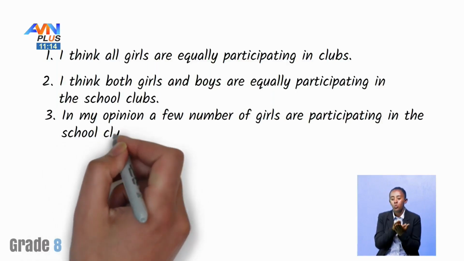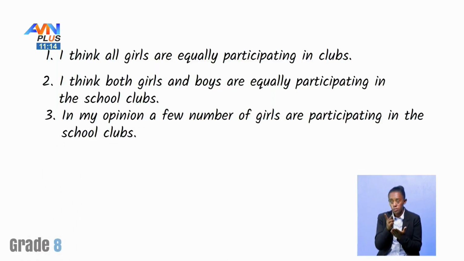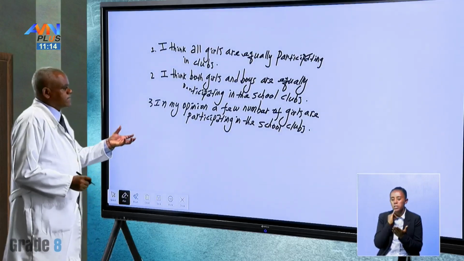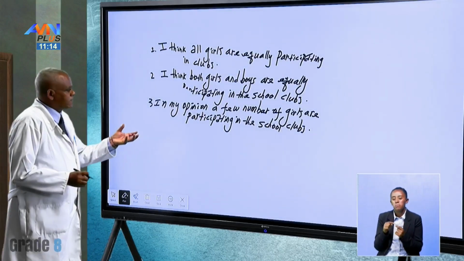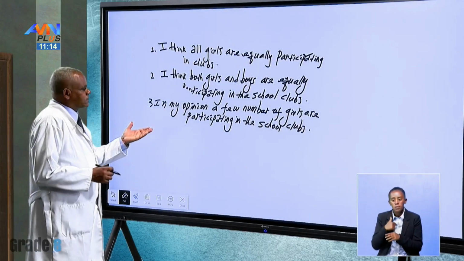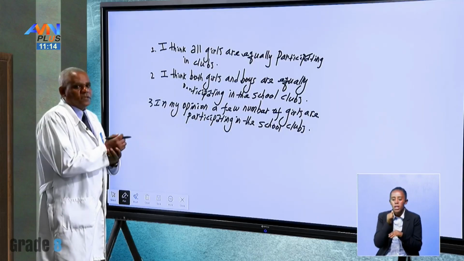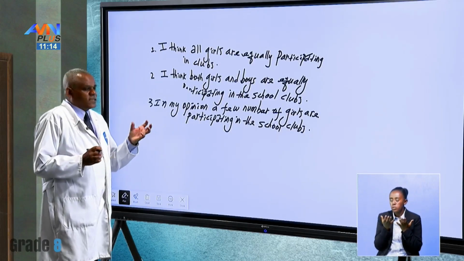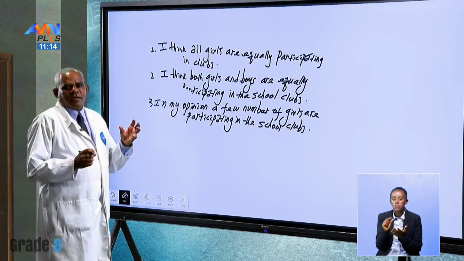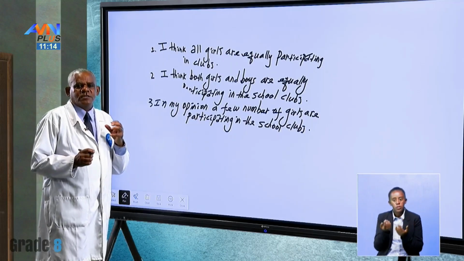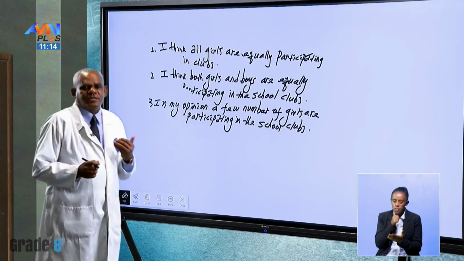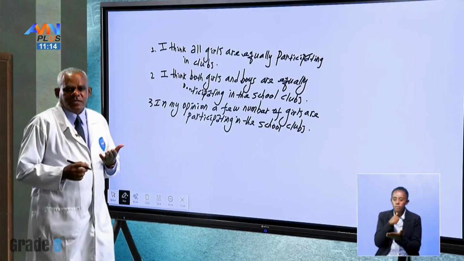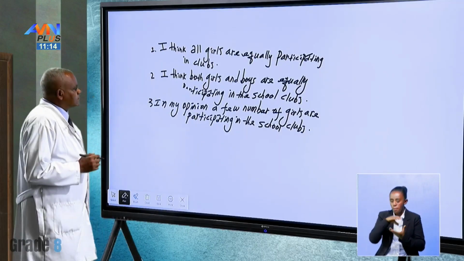School club. You see, this person is, to some extent, different in his idea. In my opinion, a small number of girls are participating in the school clubs. I mean that, so the speaker went to, right? There is a little bit of encouragement. We have to promote girls actively engaging themselves in different school clubs. This is the third idea.